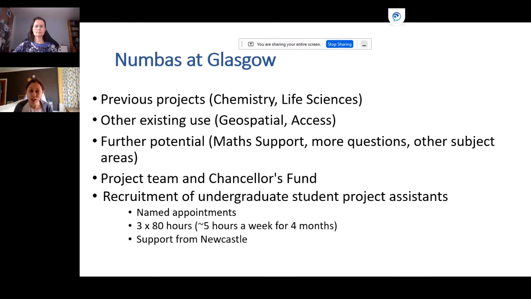But seeing all this potential and gathering together people who were interested in using NumBus further at Glasgow University, we created a project team and we applied for some funding. We had some success with the Chancellor's Fund, and also each of the schools and services involved contributed some funds, and we had enough money to recruit 3 undergraduate student project assistants.